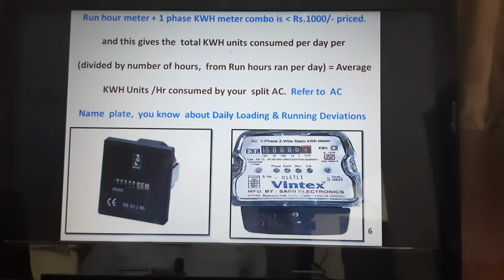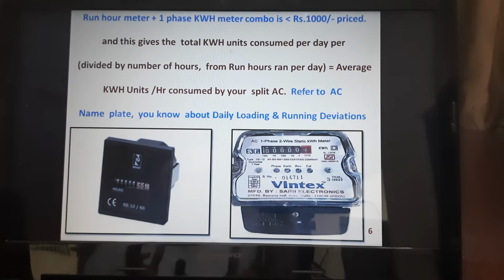What I am suggesting is, the Bureau of Energy Efficiency always says to target your energy reduction by monitoring it. So a simple gadget, a run-hour meter and a kWh meter, an ISI certified kWh meter, which we normally use for sub meters in all our residences, will cost just less than around 1000 rupees, both combined together.